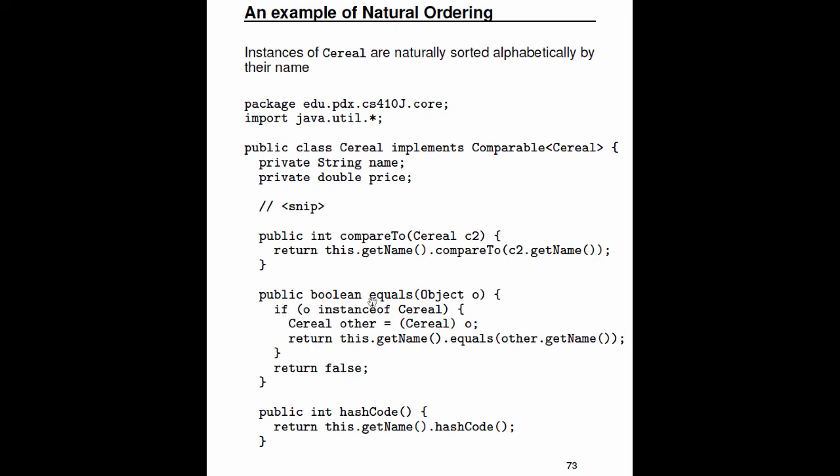And because I override equals, I also have to override hashCode. I have to override it so that two cereals that are equal have the same hash code. And the easiest way to do that is just to delegate the hashCode behavior off to the name also. And so obviously, if there are two cereals that have the same name, they're going to have the same hash code.